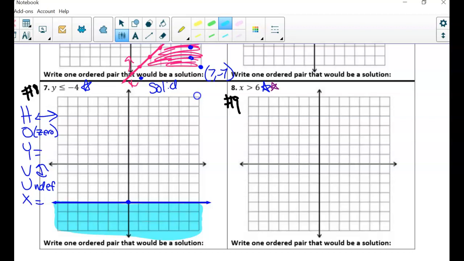For your x's, those kind of go back to your number line. If it's greater than, it's going to the right. If it's less than, it's going to the left.